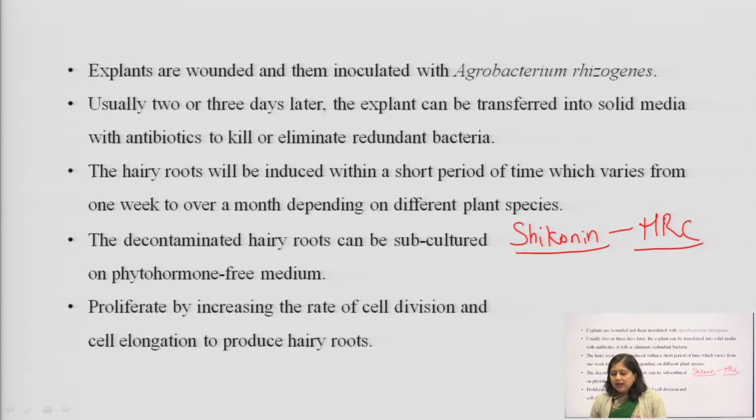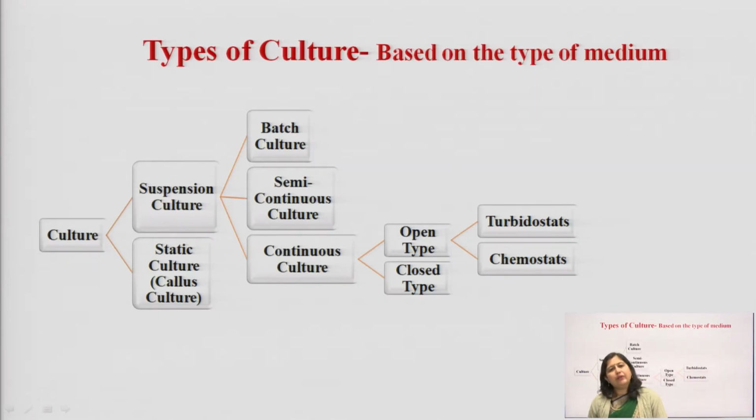So, we can make different changes inside the medium, depending upon which we can either increase or decrease the rate of cell division, or increase the cell elongation. And from the hairy roots itself, we can either develop the callus or we can develop the entire plant also. And many times the secondary metabolites can also be isolated from the hairy roots only.